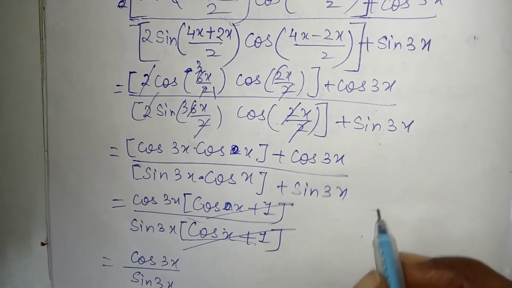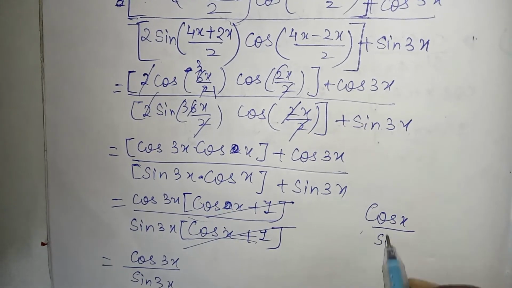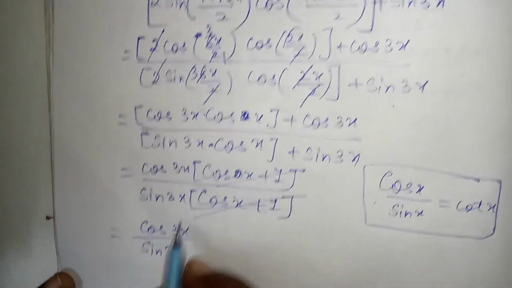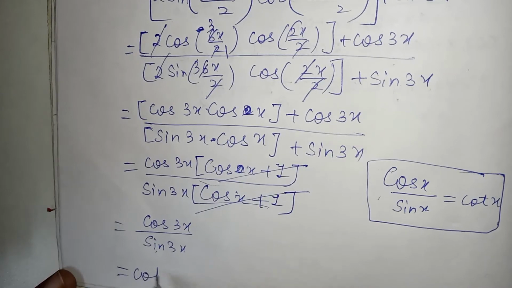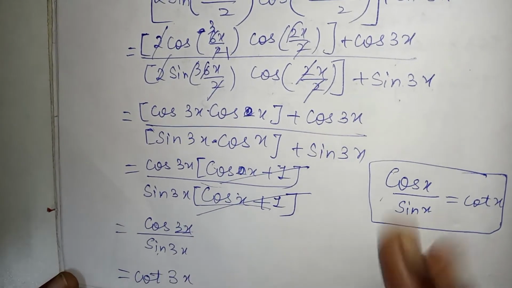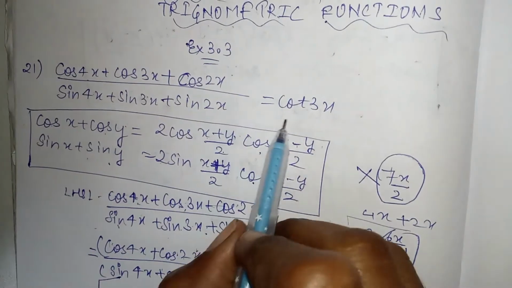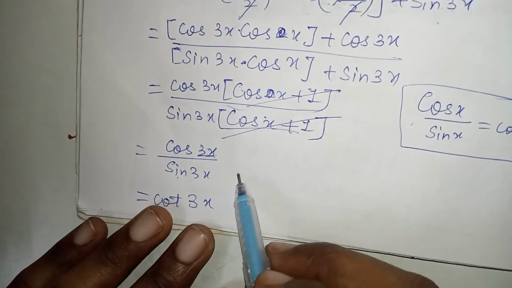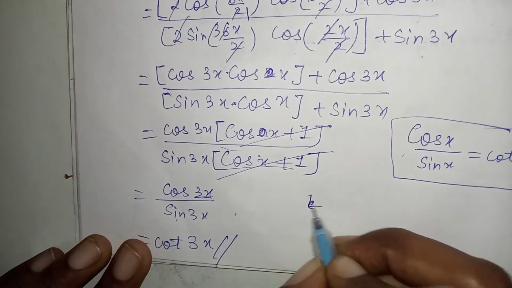So we know one formula, right? Cos x by sin x is cot x, as usual, cos by sin is cot. In place of x, here 3x. So cot 3x. What they have said to prove is cot 3x, which we have to prove by taking the left hand side. So we got it, right? So this is the answer. So left hand side is equal to right hand side. Hence verified.